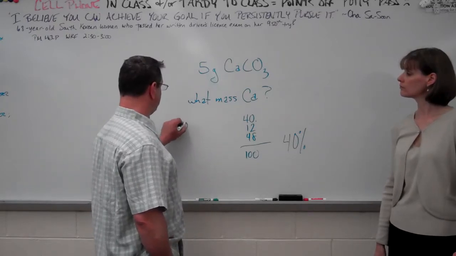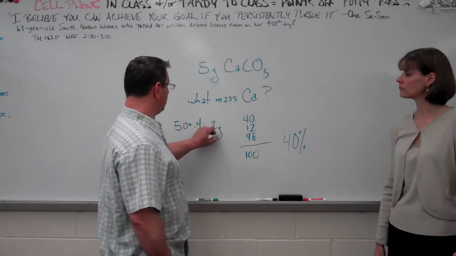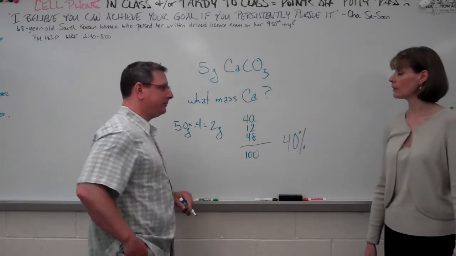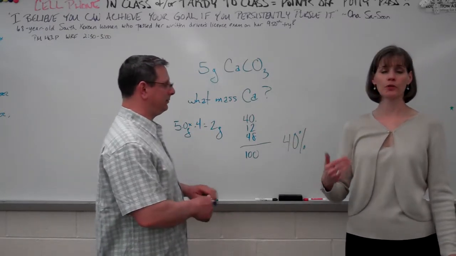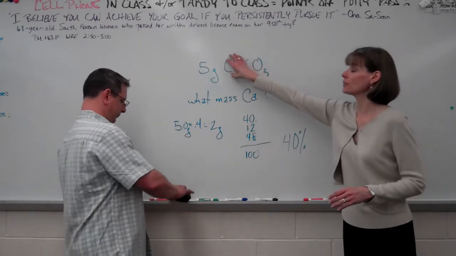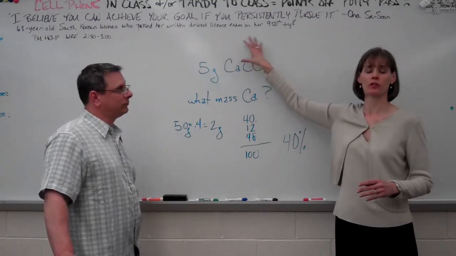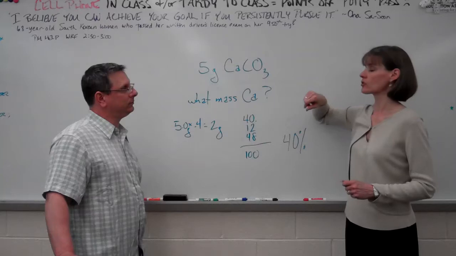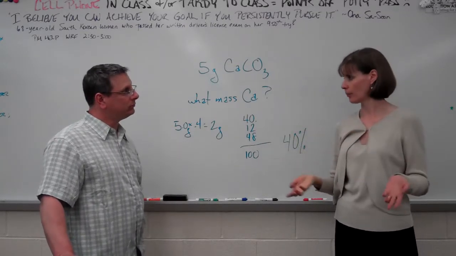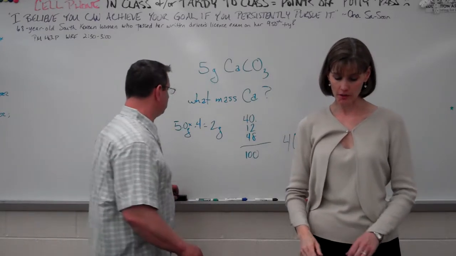It would be 5.0 times 0.4. Just 2 grams. Okay, so you're taking what percent of the whole thing is the part that we're looking for. The element is part of this whole compound. It's actually 40% part of this whole compound, just like the sugar was part of the gum. We did the Bite the Bubble lab. Okay, good example. Sure.